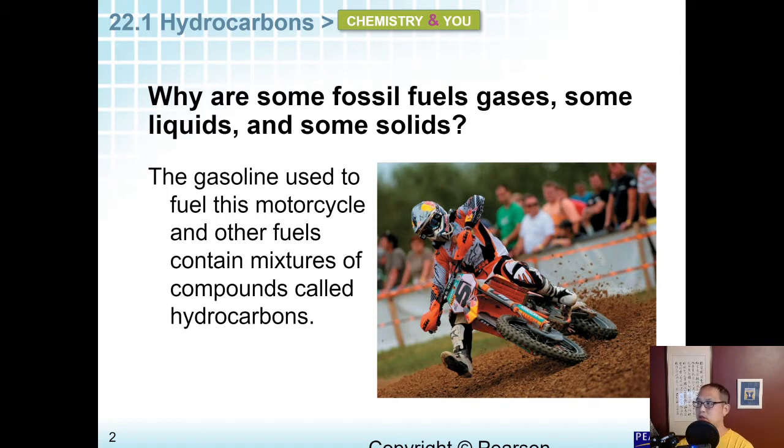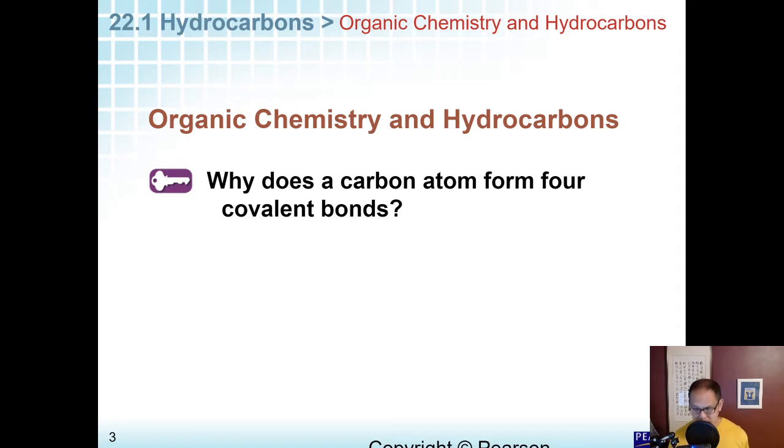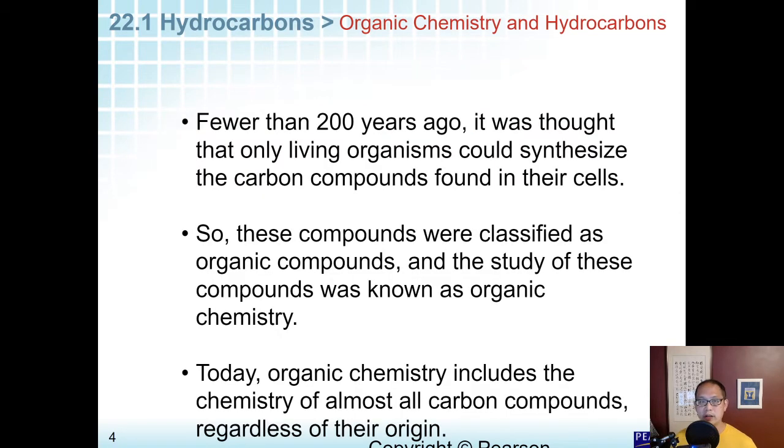But let's start with the question: why are some fossil fuels gases, some liquids, and some solids? That is one of the big questions that this chapter answers. Now, we all know that the gas used to fuel motorcycles is a liquid, but it contains mixtures of compounds called hydrocarbons. So chapter 22.1 is all about hydrocarbons, and we're going to do the first half of that today here in class. In your book, the first key question is: why does a carbon atom form four covalent bonds? This is review, so hopefully most of you know this already, but let's go over that really quickly.